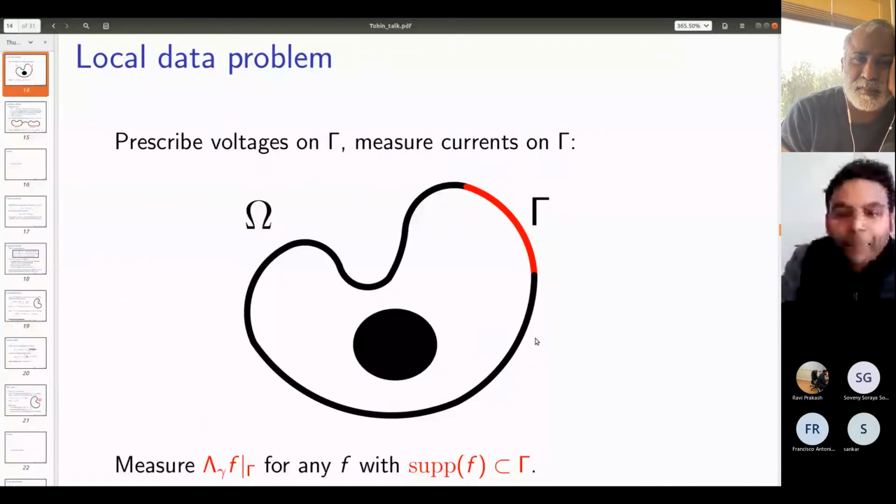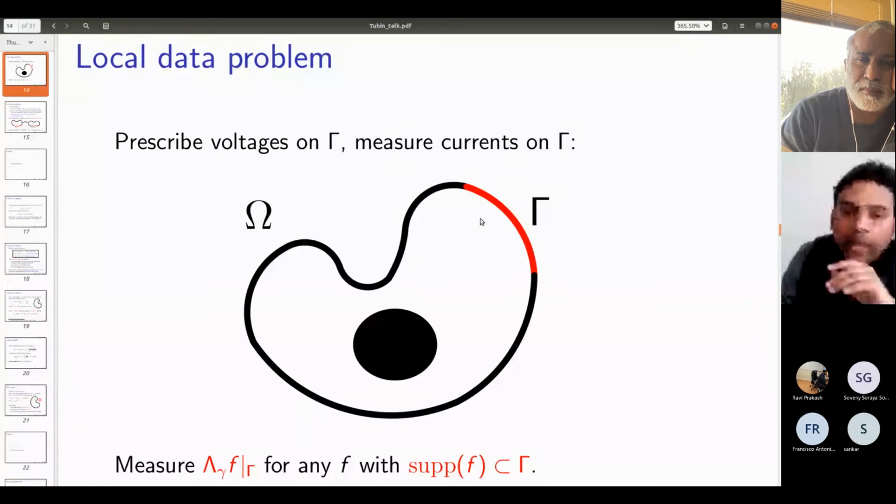So in the local data problem, I didn't mention, but I should have, that even in this red zone, depending on the dimension, in n equals 2 you can take any gamma, it doesn't really matter what size. This is an open set, one dimensional, but of course it's non-empty. Its surface measure is strictly greater than 0, so that does not allow your point thing. But the size could be arbitrary, and still you can do it in 2 dimensions.